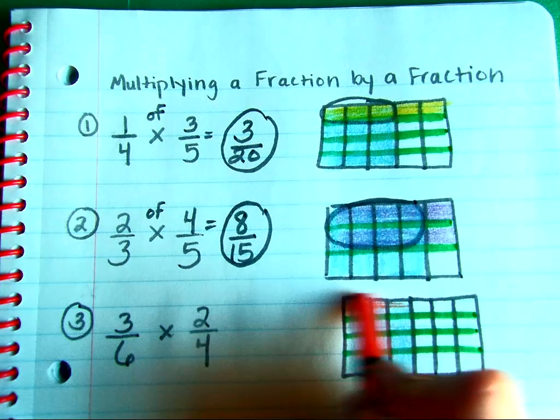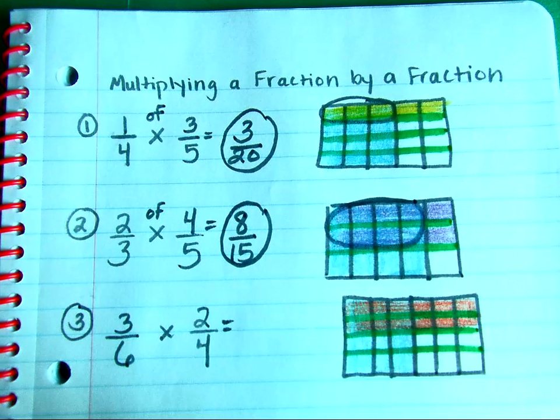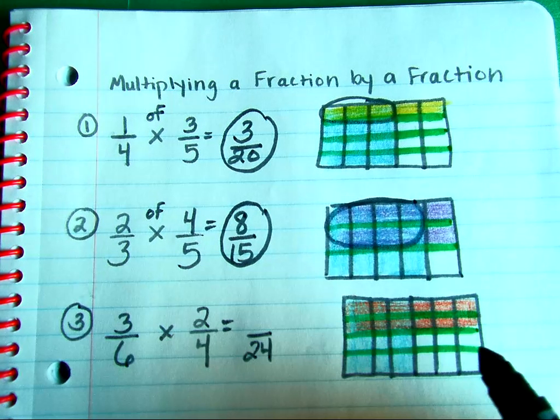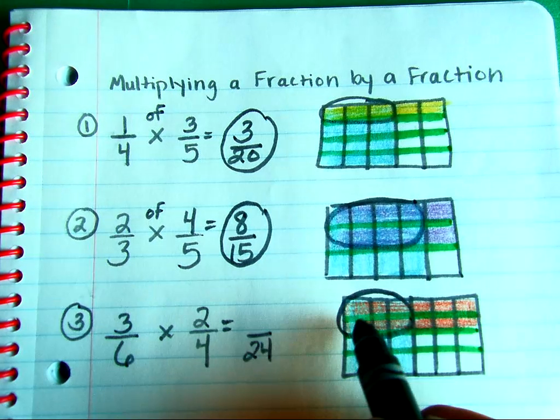Count how many total pieces there are now in my model. I have a 6 by a 4, which is 24. I'm going to circle the shaded parts that overlap, and count them. 1, 2, 3, 4, 5, 6. So 3/6 times 2/4 is 6/24.